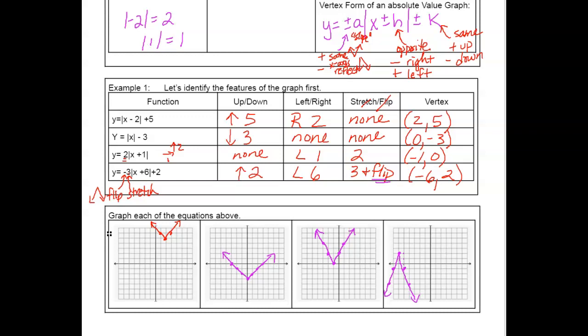All right, so make sure you watch your signs and do the right transformation rule.